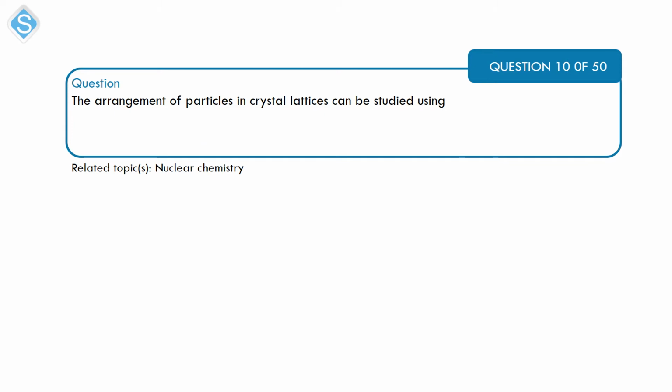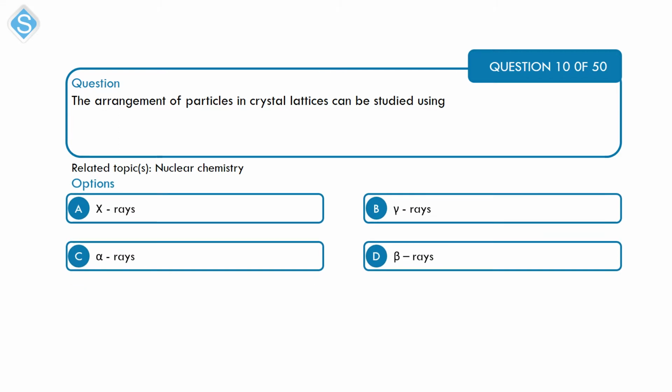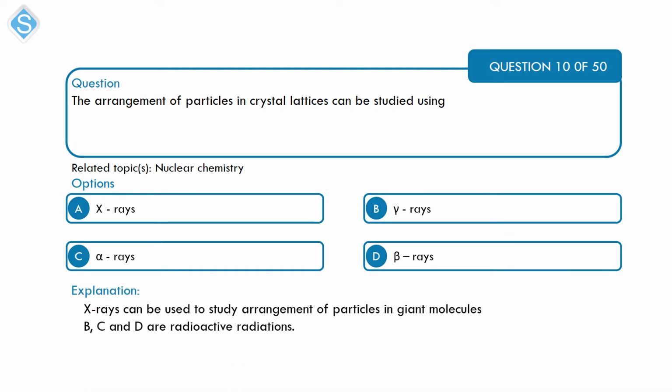Next is related to nuclear chemistry. The arrangement of particles in crystal lattice can be studied using A, X-ray, B, gamma rays, C, alpha rays, and D, beta rays. Alright, the arrangement of particles in crystal lattices can be studied using X-rays. The gamma ray, the alpha ray, and the beta ray are radioactive radiations.